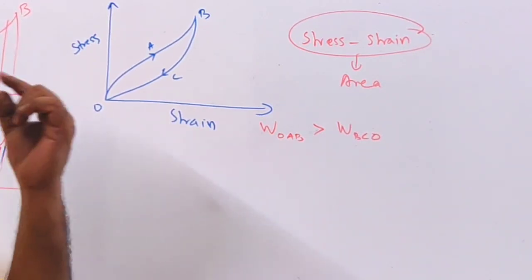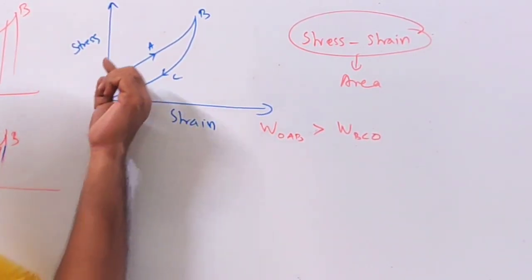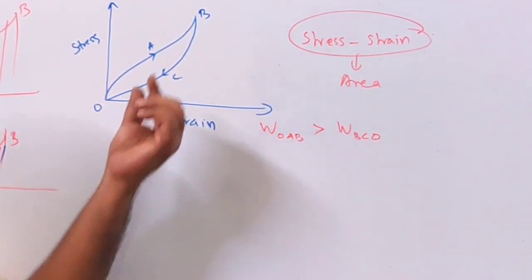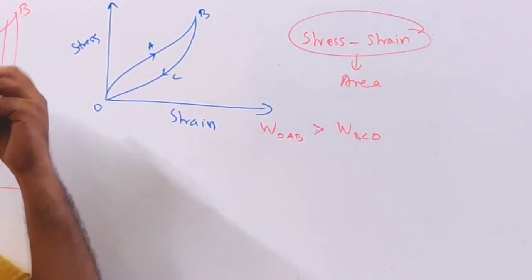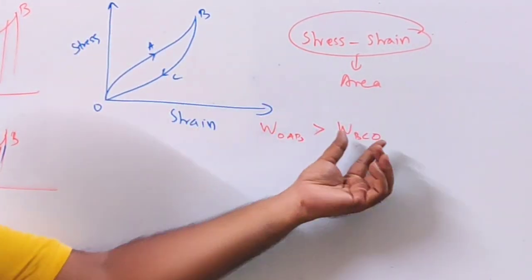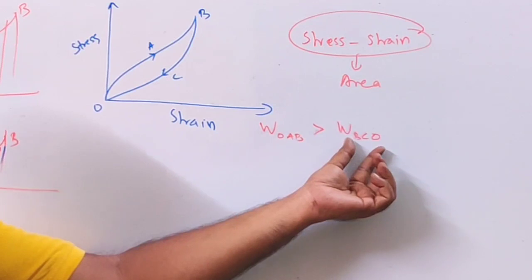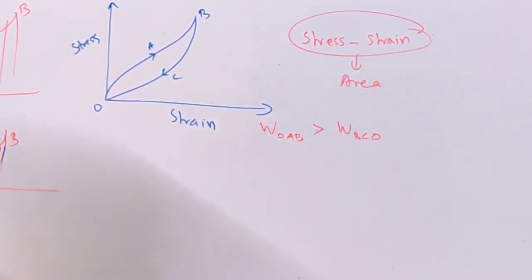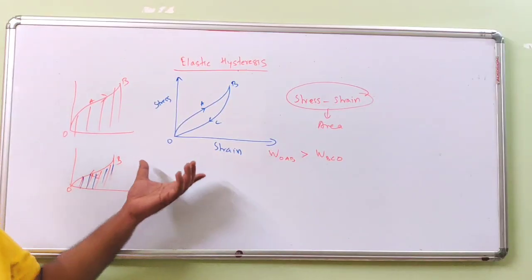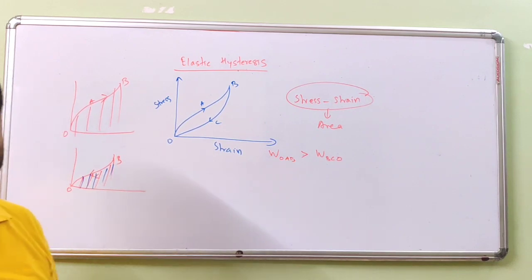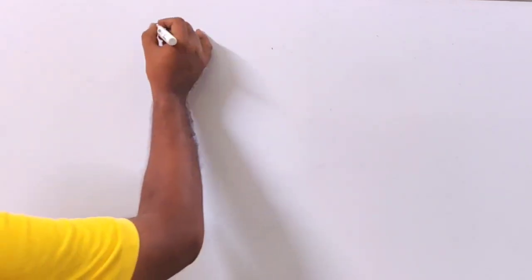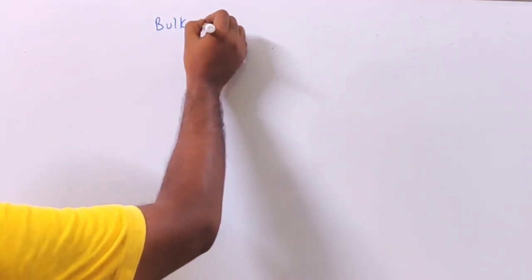So that means, see, when load is applied, you're doing work. When load is removed, you're releasing that energy. But the complete energy is not released. Less amount of energy is released. So that means some amount of energy is lost as heat. So that is the implication of this graph. So this graph is called elastic hysteresis.